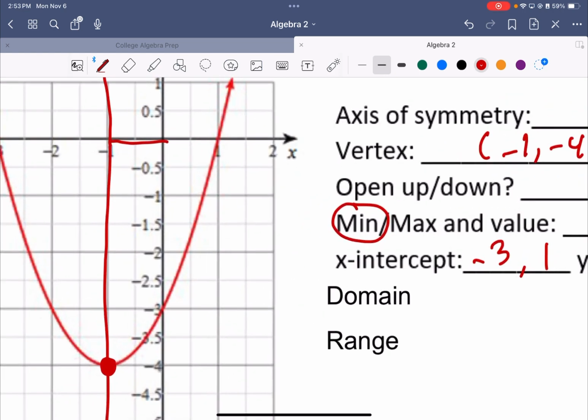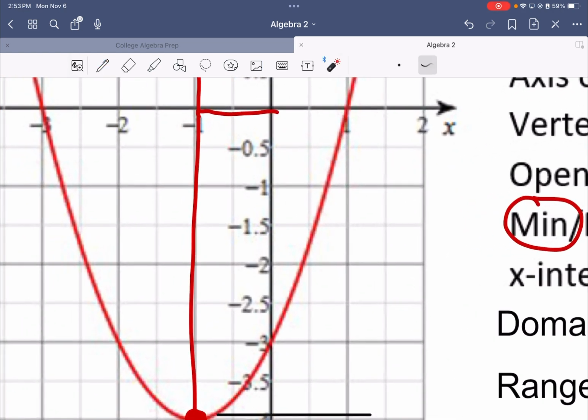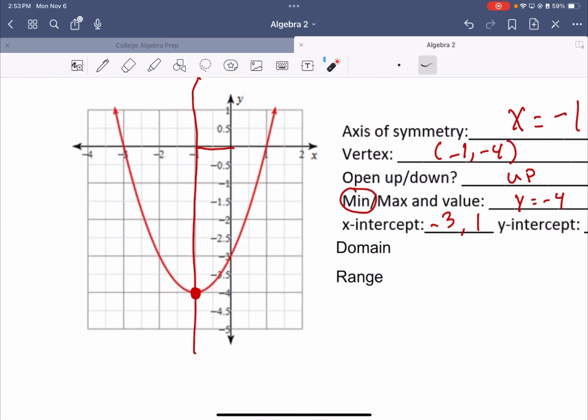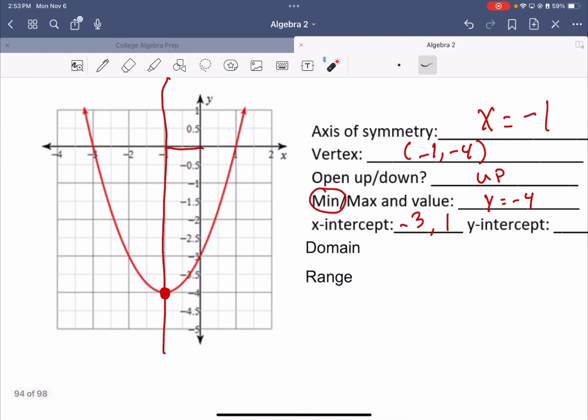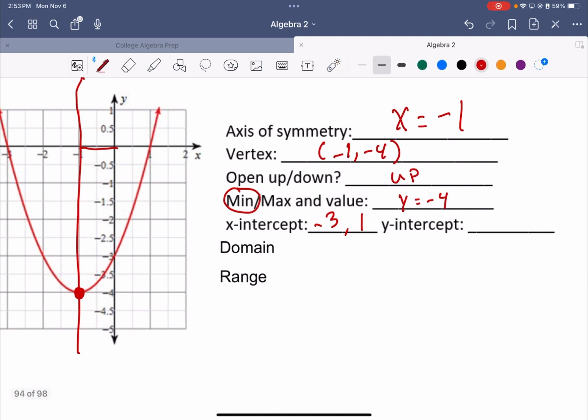The y-intercept is where your graph crosses the y-axis. So here's my y-axis. Here's where it crosses. It crosses at -3. So my y-intercept in this case is -3. Those aren't going to be the same all the time. They can be, but most of the time they're not.